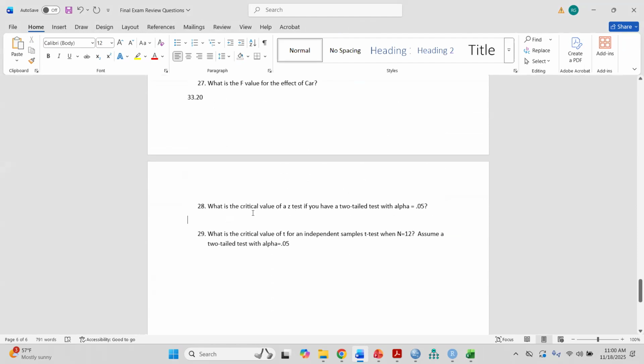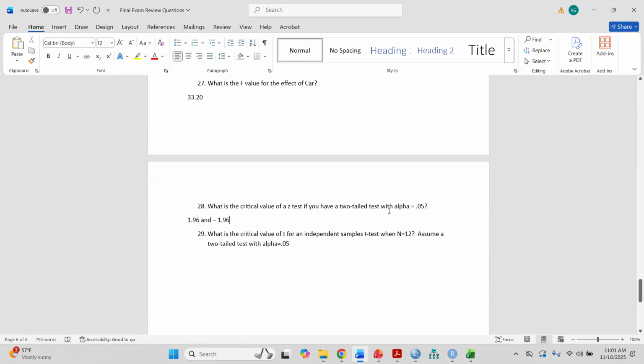Last couple of questions here. This is a separate question. This is not anything to do with the previous output. What is the critical value of a z-test if you have a two-tailed test with alpha is 0.05? Okay, you can just memorize the critical values of z because they never change no matter what the sample size is. The critical value of a z-test where you have a two-tailed test and alpha is 0.05 is always going to be positive 1.96 and negative 1.96. And you could put in either of those and they would be correct.